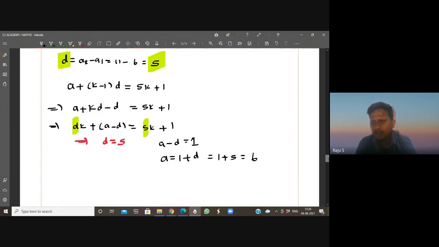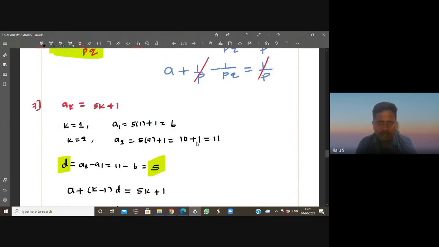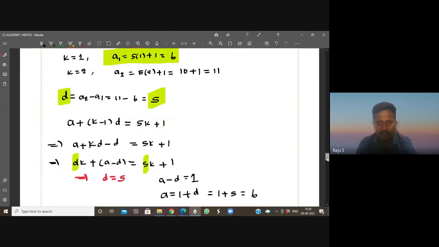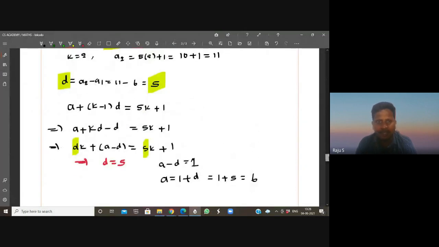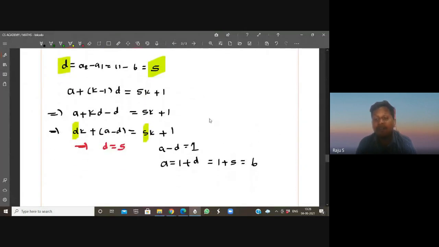See, already here we got the first term a1 as 6, and the common difference is 5. But in NCERT we should not write it directly. We should write like this, with the help of the kth term, ak is equal to 5k plus 1. Like that, you can find the first term and common difference.